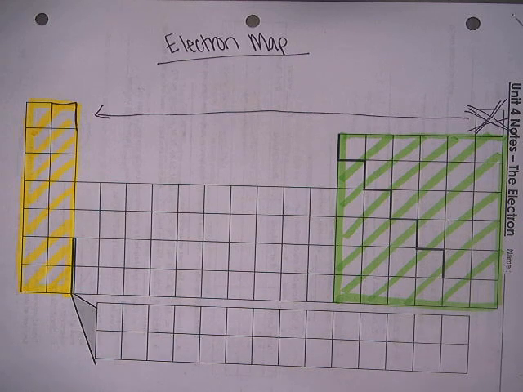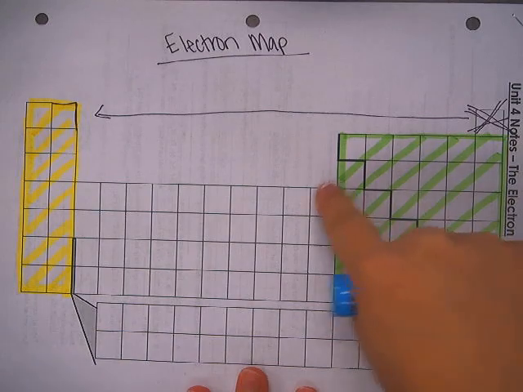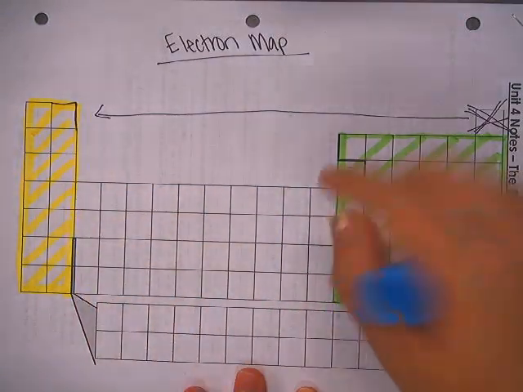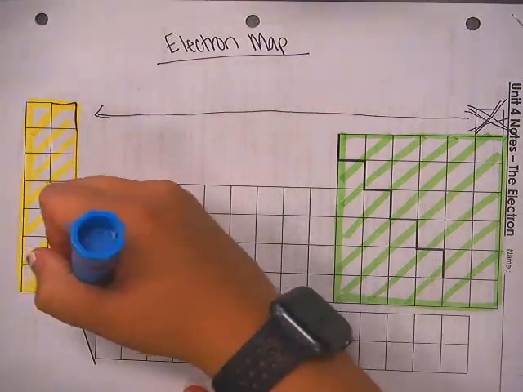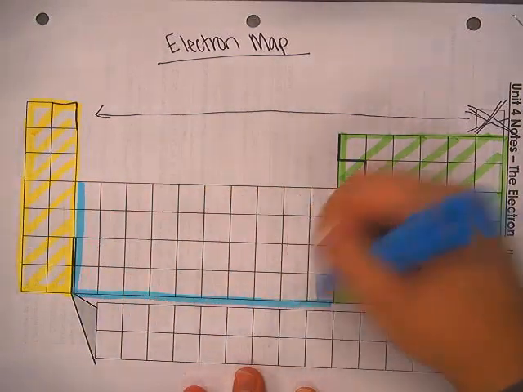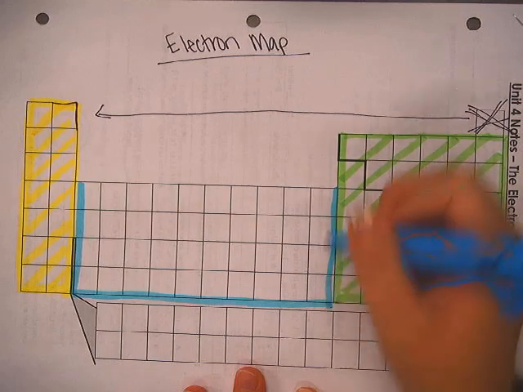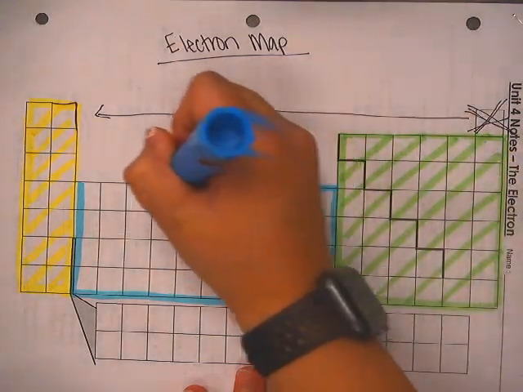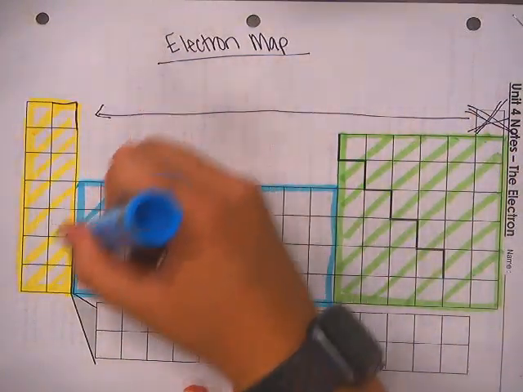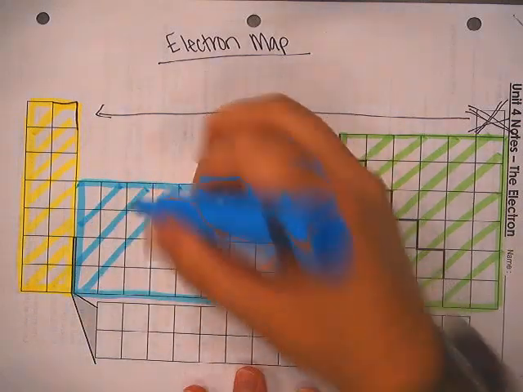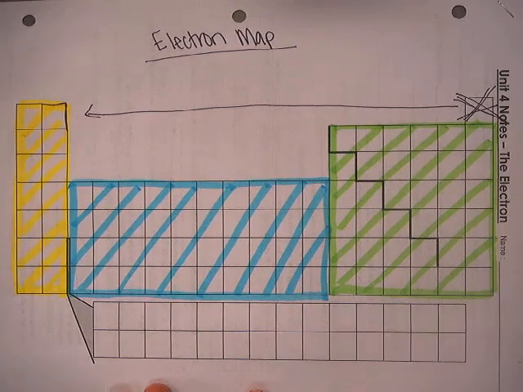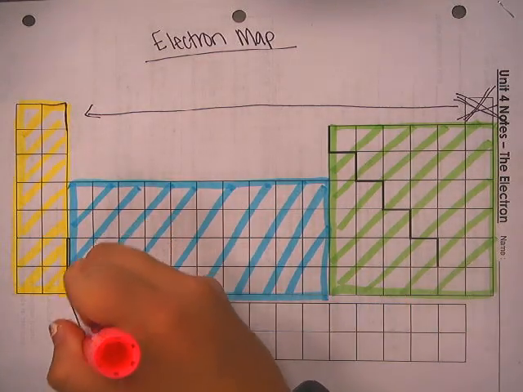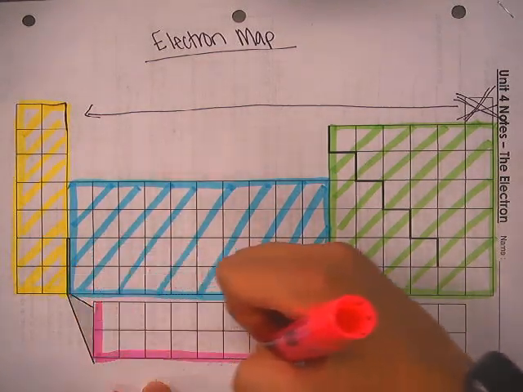Next, we're going to identify and outline in a third color our third tallest block. So that's going to be this middle one. I'm going to outline them and then put hash marks across it just like the other two. And then finally, the last thing we're going to do is take a fourth color and we're going to highlight our fourth tallest block.